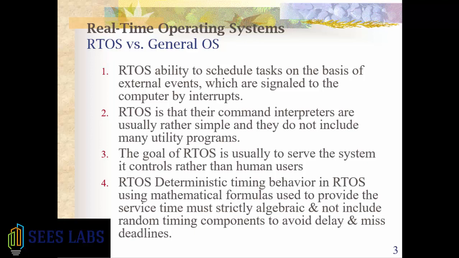Real-time operating systems have deterministic timing behavior. It means that you can calculate their timing behavior. In other words, you can determine that a particular job will be performed in a certain amount of time. This is because a real-time operating system is based on mathematical formulas which you can use to calculate the timing behavior. Secondly, it does not include random timing components. Random means one time they will take 2 seconds, for example, the other time they will take 3 seconds or 5 seconds. So random timing components are not included in real-time operating systems, in order to avoid delay and missed deadlines.